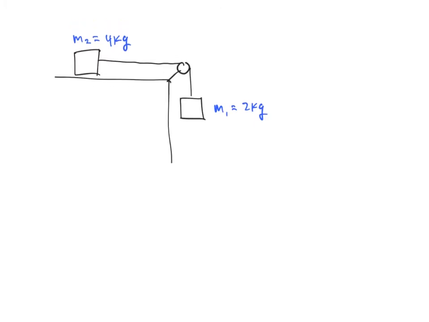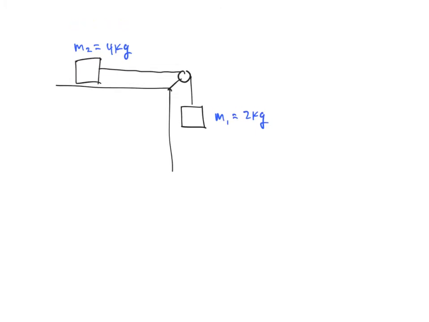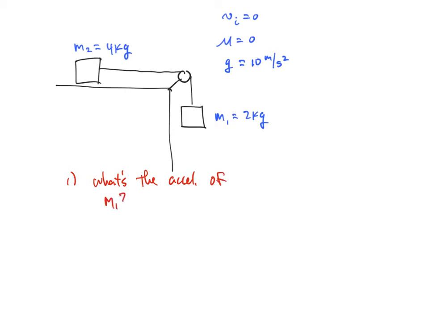And we're going to say, let's imagine it starts from rest. We're going to imagine that the mu is 0, there's no friction. And maybe just for simplicity's sake, if you'll allow me, I'm just going to call g 10 meters per second squared, just to make the math a little bit easier. And I'm going to ask 2 questions based on this. I'm going to ask, what's the acceleration of M1? And then I'm going to ask, what's the tension in the rope?